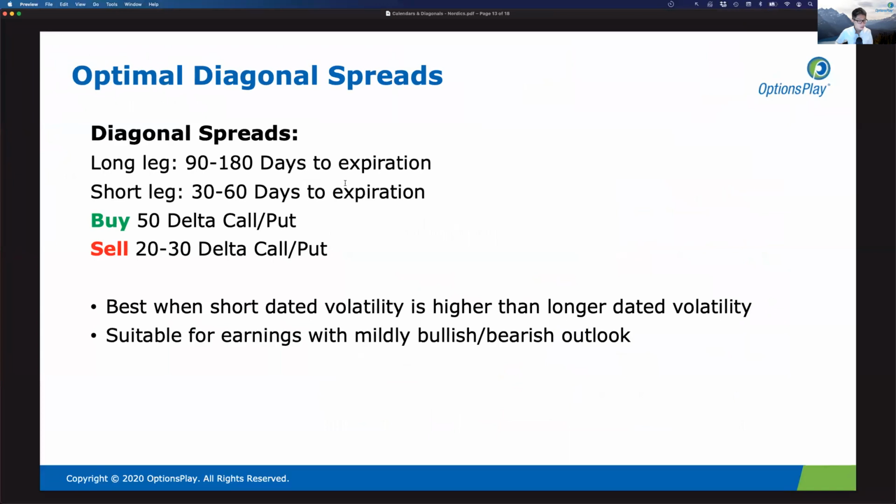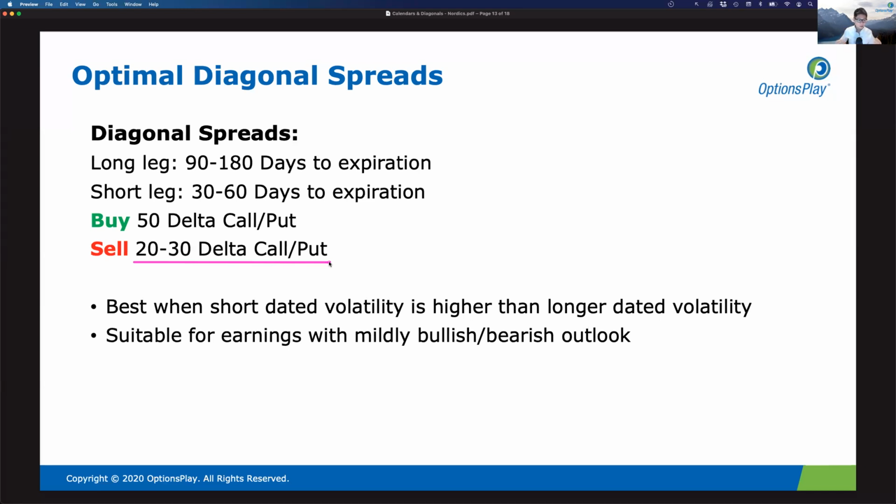And then on a diagonal spread, it's basically the same thing. The strike price that you're selling, that short dated option, is an out of the money call or a put. So usually a 20 to 30 delta is a good starting point, because that's going to collect a fair amount of premium, but also give you a little bit of room to the upside or to the downside, depending on if you're mildly bullish or mildly bearish on the trade.